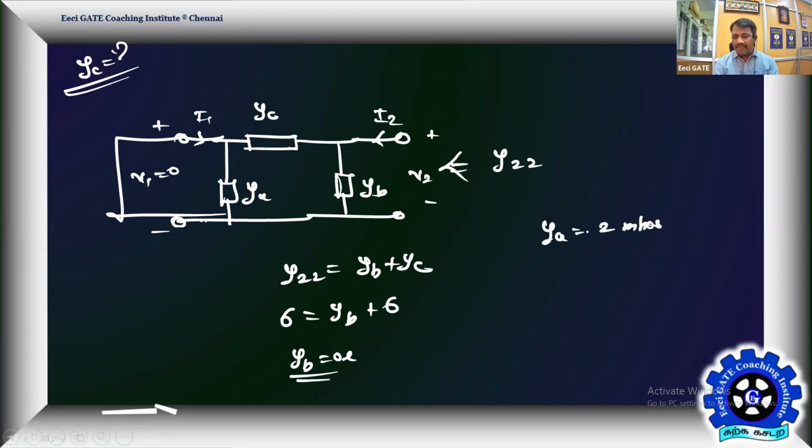So you get YA is equal to 2 mho. Instead of 2 Siemens, we can say 2 mho, because sometimes we play with the Laplace operator also. YB is equal to 0 mho, and YC is equal to 6 mho. That's your answer. Yes, the problem is already done by finding YC itself.